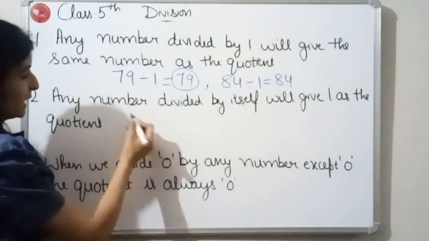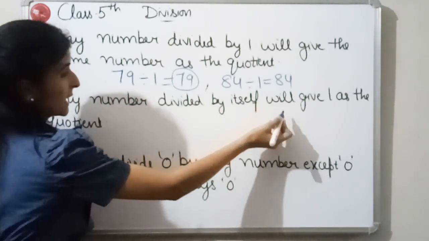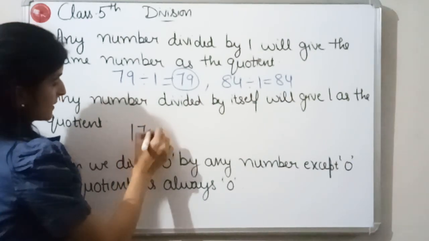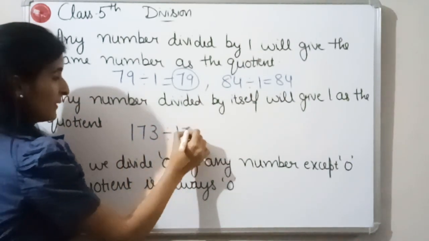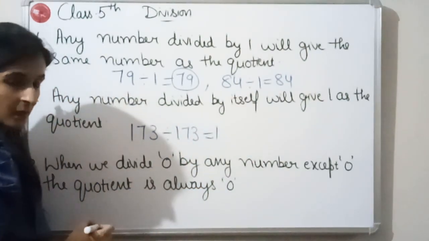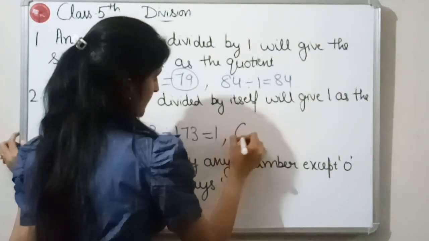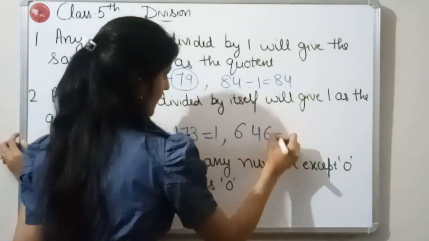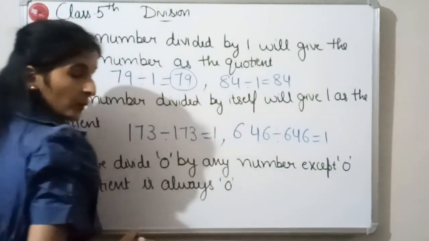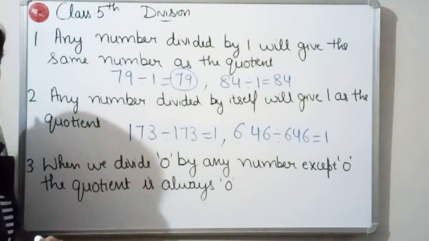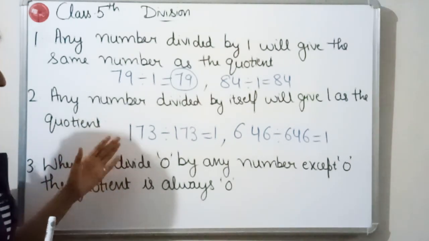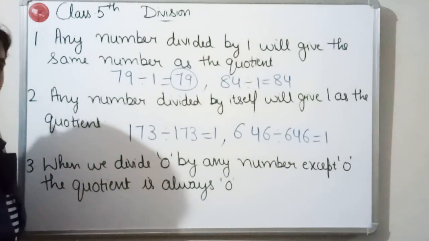Second is any number divided by itself will give 1 as the quotient. So suppose I am dividing 173 divided by 173. So I will get 1 as the quotient. And 646 divided by 646 will be equal to 1. So 1 will be the quotient when we are dividing the number by the same, or we can say when we are dividing the number by itself.